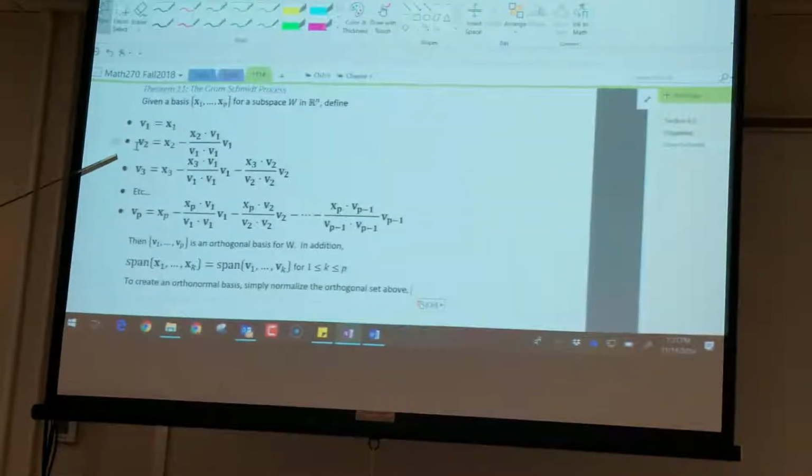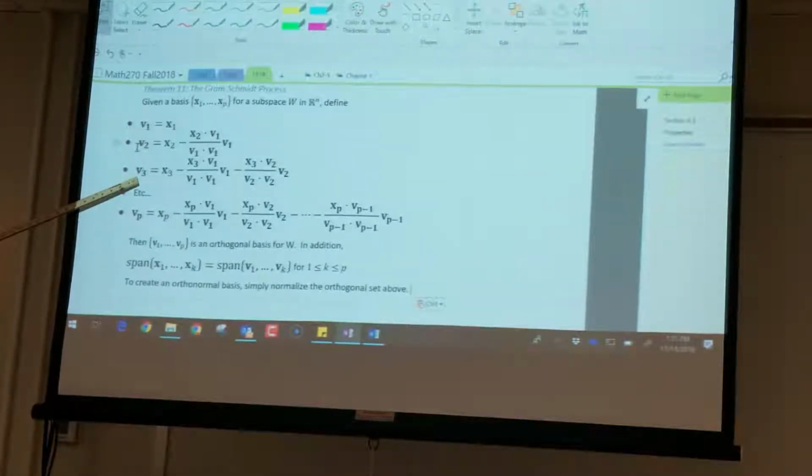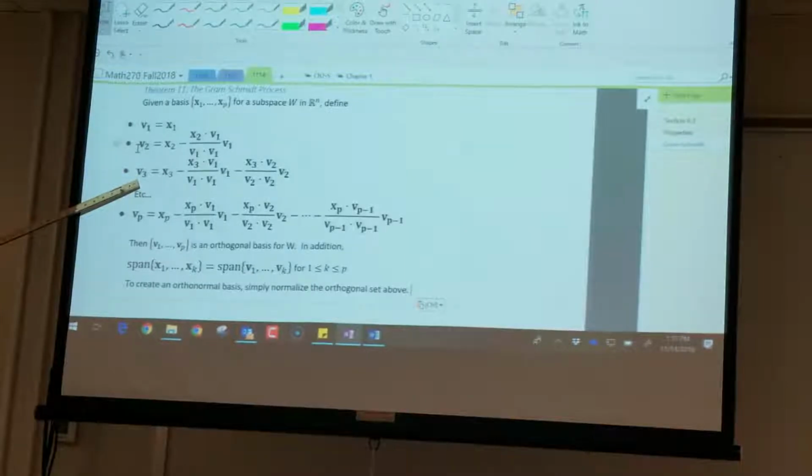This is in R3, and that's as far as we can visualize. But this can extend to any Rn. If you have more vectors, this is what you would continue doing. So then you have v1, v2, v3. Those three vectors are all perpendicular to each other.